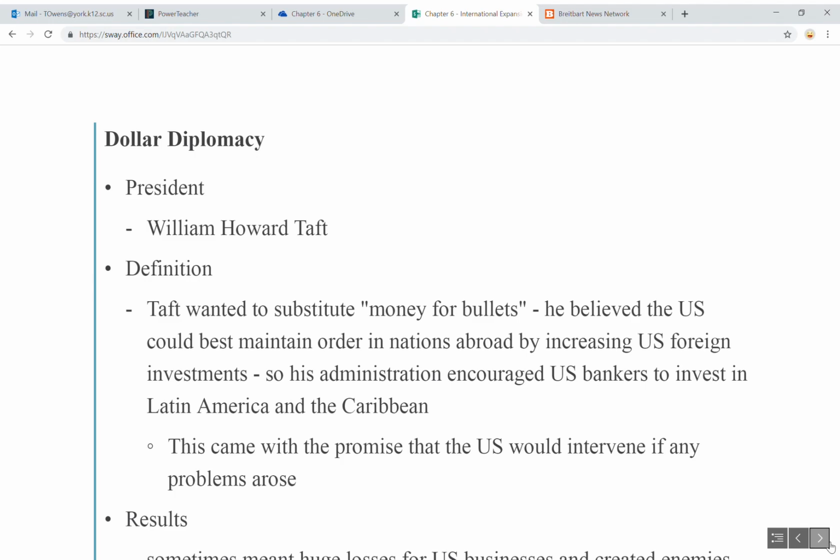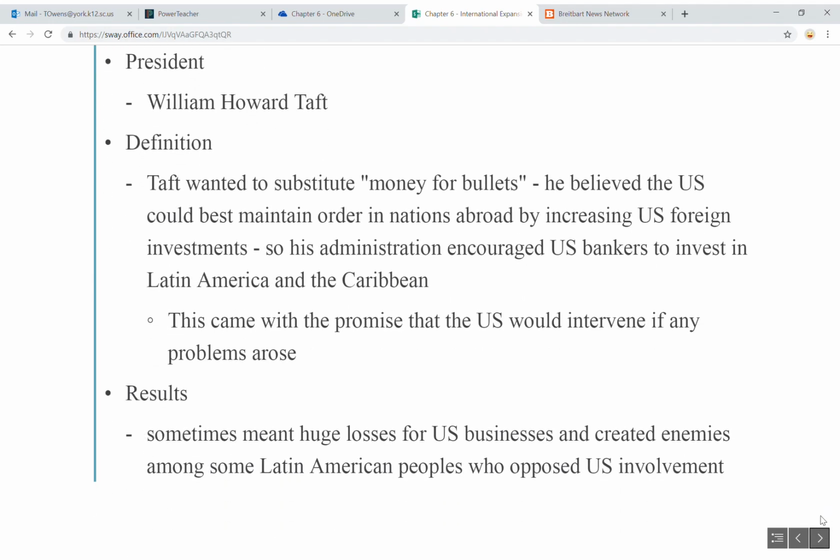And that's all well and good. I mean, his administration is going to encourage U.S. bankers and businesses to invest in Latin America and the Caribbean. And it's going to come with the promise. The government promises that if problems come up, they will intervene on your behalf. So it almost sounds like a can't lose kind of thing. The problem is that sometimes businesses and bankers face some pretty big losses.